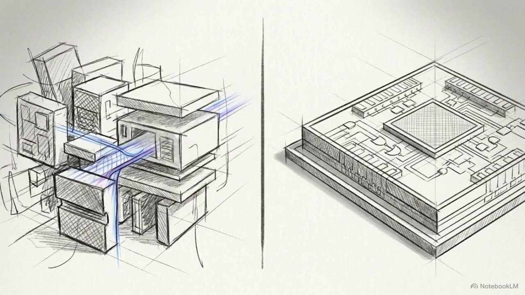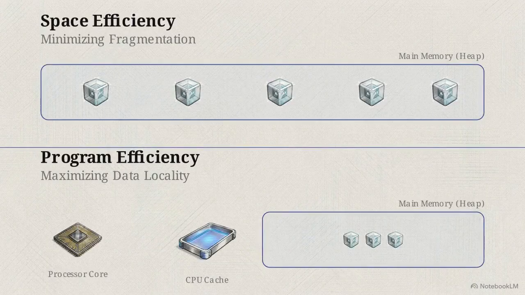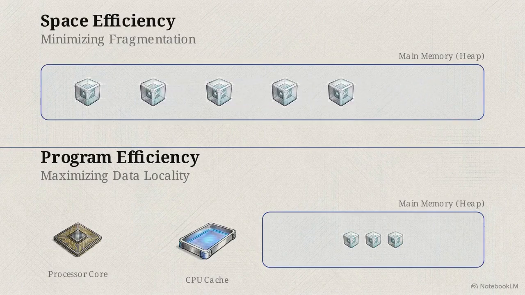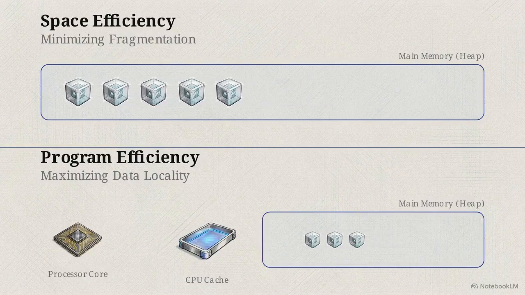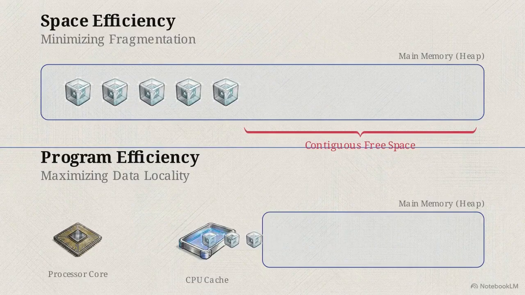Executing these mandates forces the memory manager into a continuous dual optimization problem. It has to minimize spatial fragmentation to prevent the application from running out of room, while simultaneously maximizing physical data locality so the processor can actually read the data without stalling.